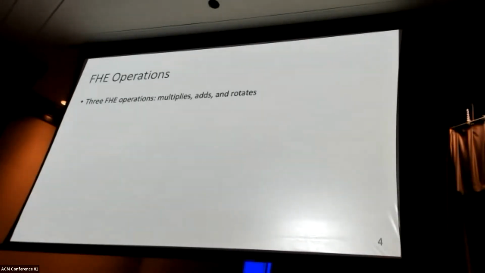FHE supports three operations on the underlying encrypted vectors. These are element-wise multiplies, element-wise adds, and cyclic vector rotates. But implementing something like an FHE multiply isn't as simple as just multiplying the corresponding polynomials of the ciphertext. You actually have to do many primitive polynomial operations to implement these three FHE operations.